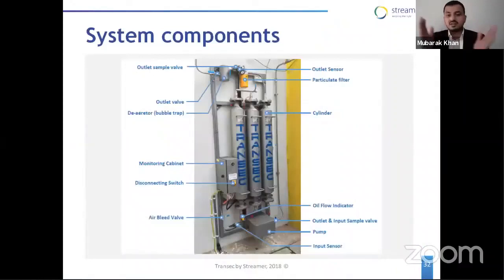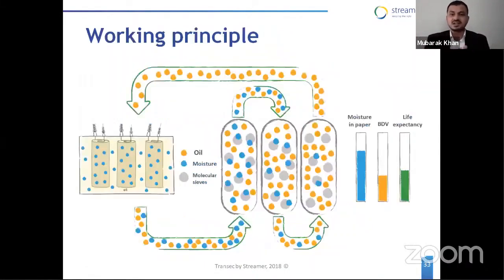Okay. So there are various components and parts of the system. There are three cylinders. Oil comes from the bottom valve of the transformer through a pump and the filter. It is circulated in the three cylinders and then goes back to the transformer. No rocket science, just oil comes in and goes out. The only trick is that inside these cylinders there is a chemical known as molecular sieves. These are similar to stones. When the oil comes in, the moisture gets absorbed inside these molecular sieves, and then dry oil goes back to the transformer.